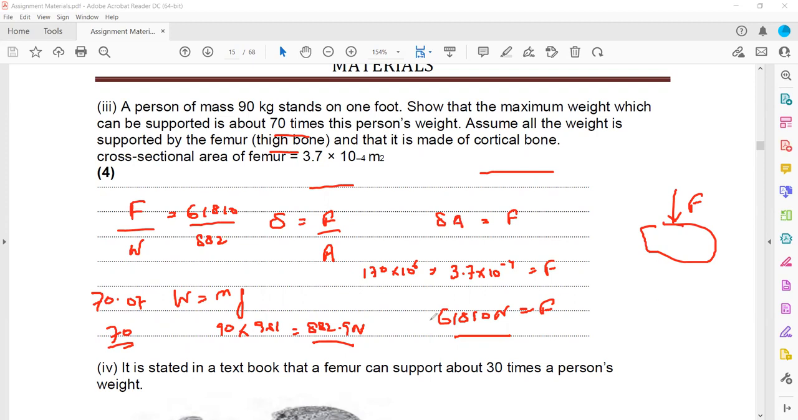Is it clear, this question? Yes, sir. So we calculated the maximum force and then we compared with the weight.